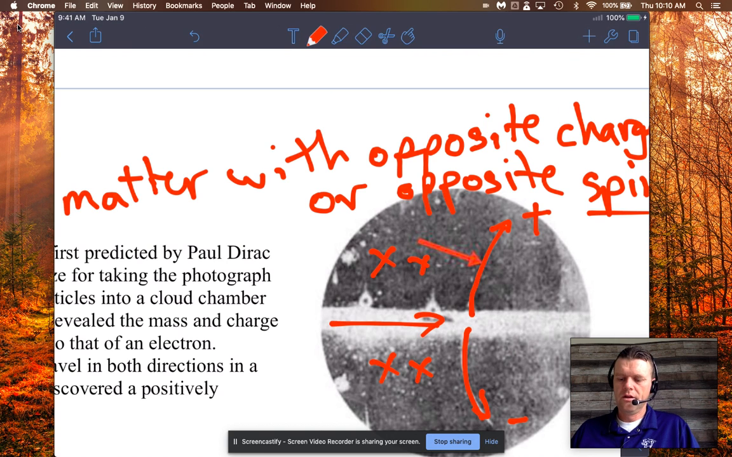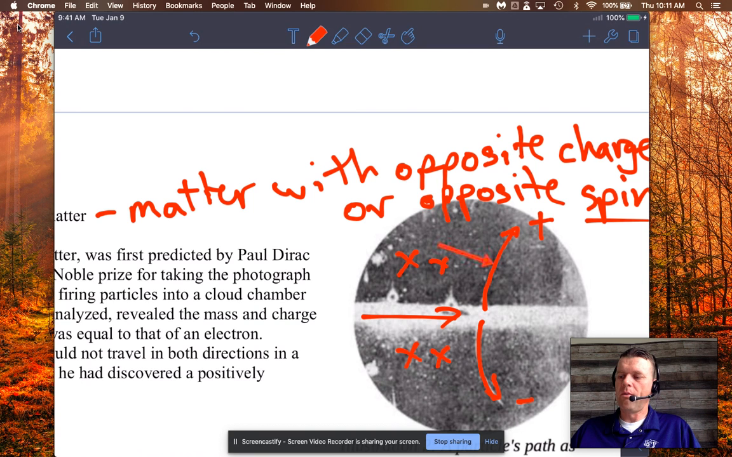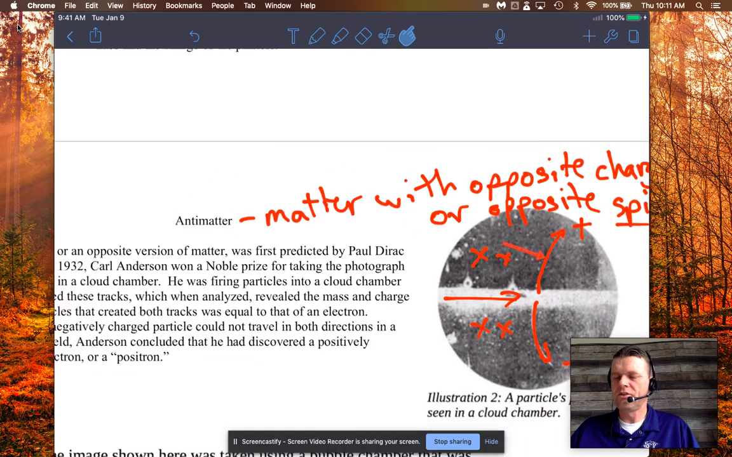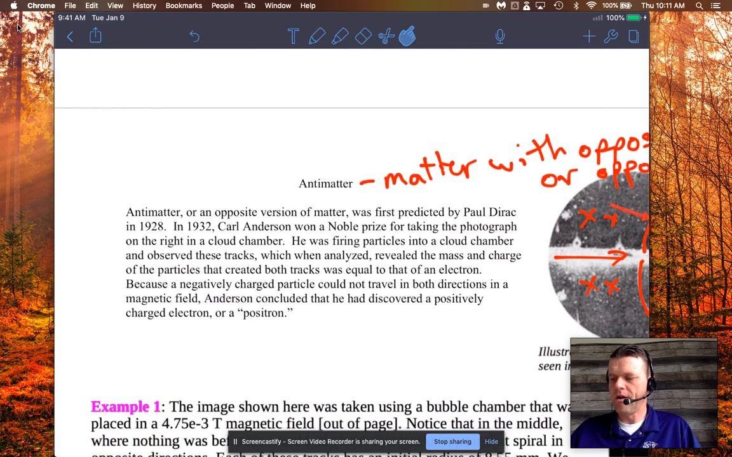Okay, and Anderson did some calculations and determined that both of those had the same mass as an electron, which was like, what? How can an electron go up in this scenario? Because the magnetic field would push an electron down. So anyway, the point is that he discovered the positron. Okay, and a positron is an electron in every way except it's positive. So same mass, but positive charge.